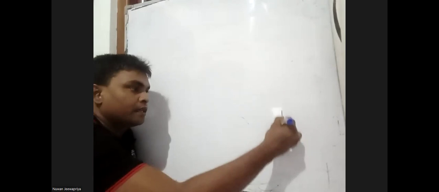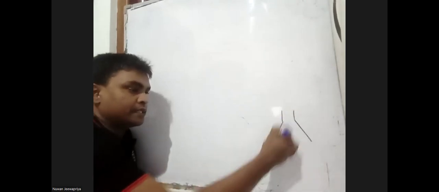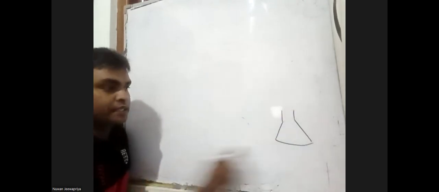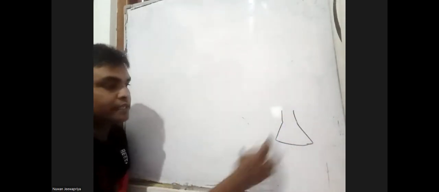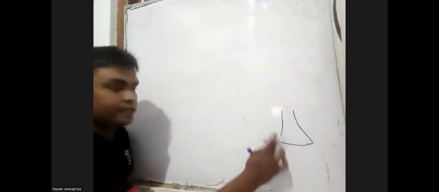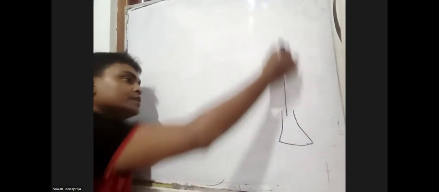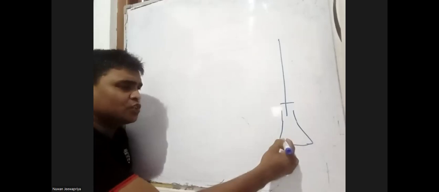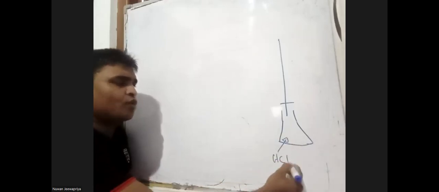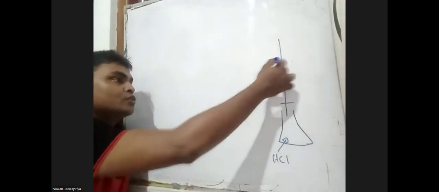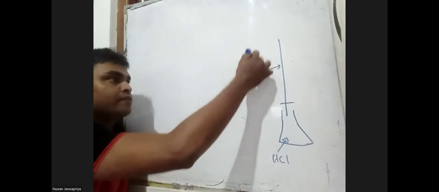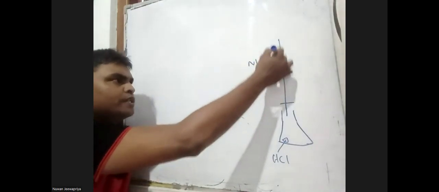So here we are doing a titration. The titration of strong acid. We consider the strong acid is HCl, right? In the titration of strong acid against the weak alkali, the alkali here is a weak alkali, we consider that is ammonium hydroxide.